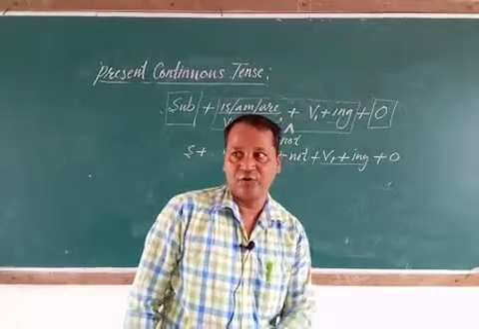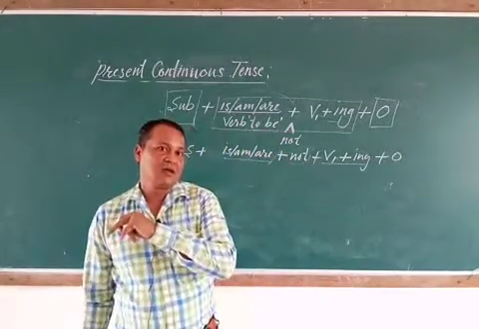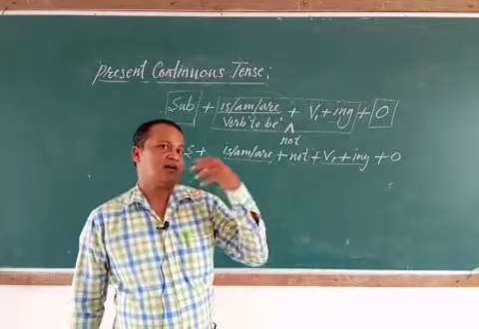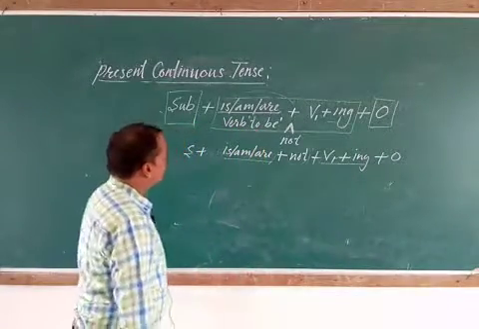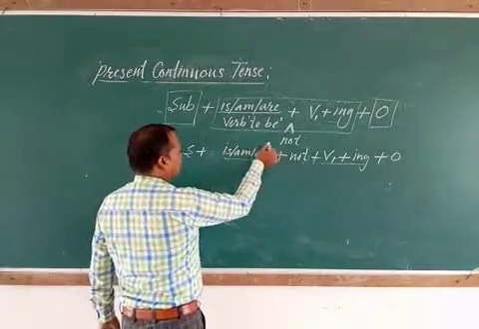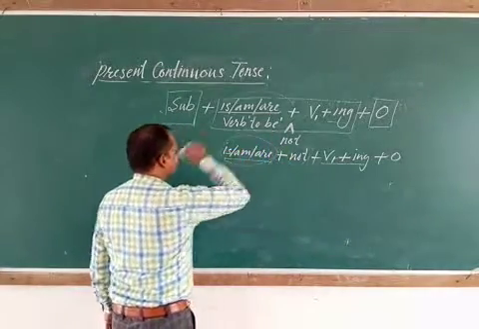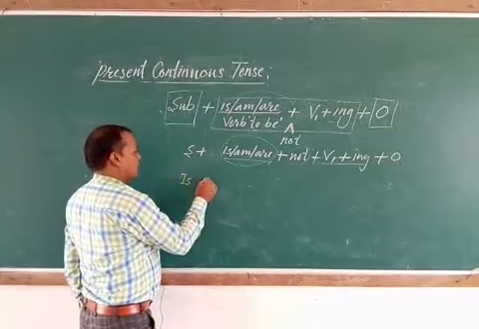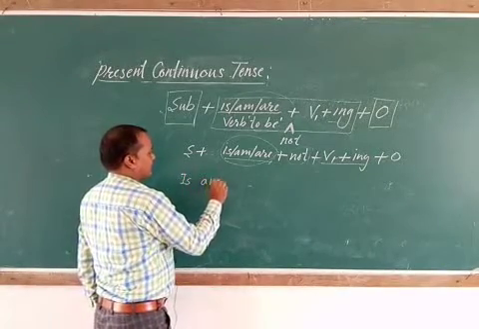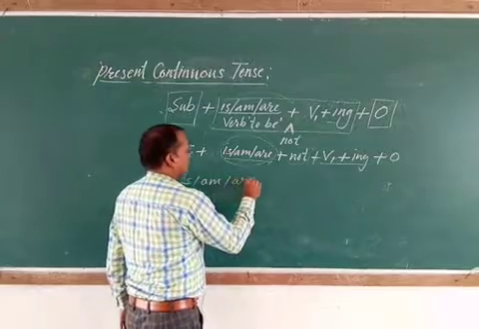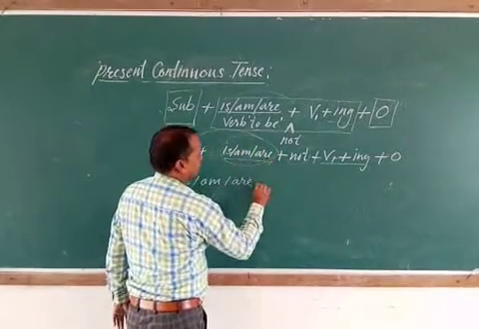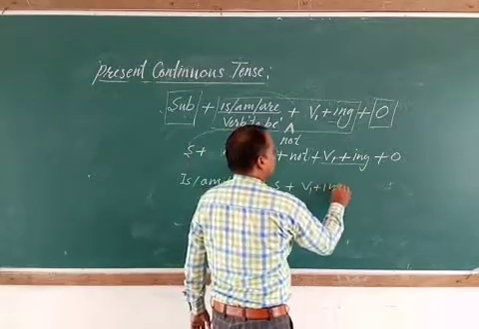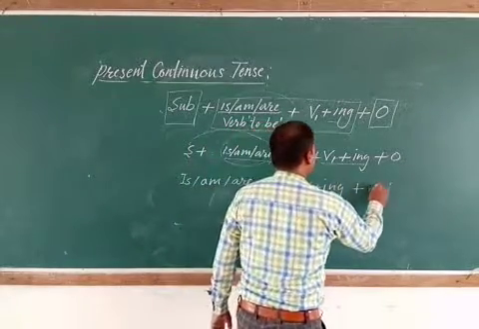And when we are going to make sentences interrogative, or we want to ask a question, we have to put the helping verb before the subject: is, am, are, then the subject, then the first form of the verb plus ing, and then other words.